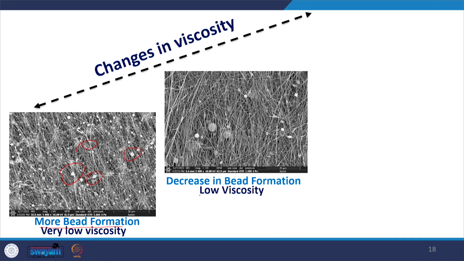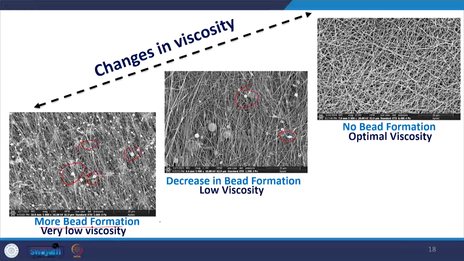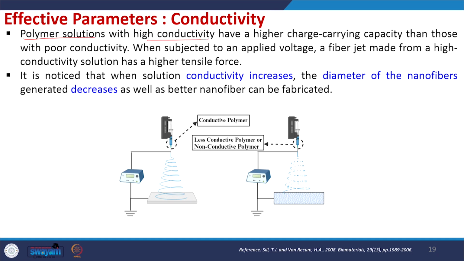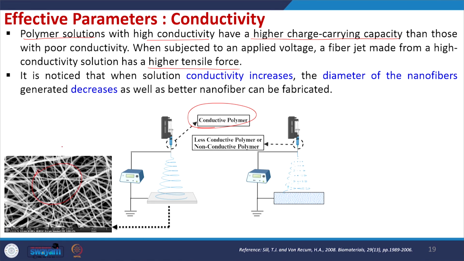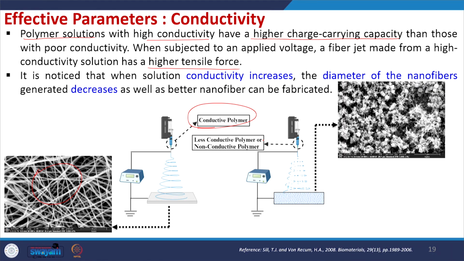And when you adjust that viscosity, you can see the number of beads has gone down when compared to the previous. And when you are using the optimal viscosity, you get the proper nanofibers without any bead formation. The next important parameter is conductivity. When you are using the polymer solution with high conductivity, we will have a high charge carrying capacity and higher tensile force. When you are using the conductive polymer, you get the proper thin nanofibers, and if you are using the less conductive polymer or non-conductive polymer, you do not get proper nanofibers.